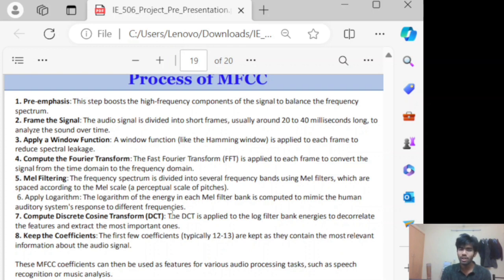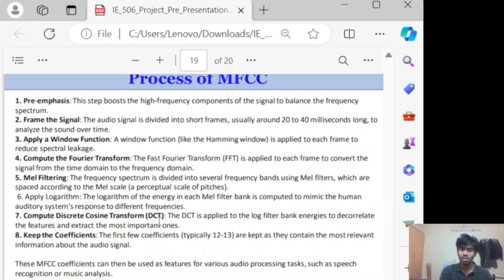Here the logarithm of the energy in each Mel filter bank is computed in order to mimic the human auditory system's response to different frequencies. And then the discrete cosine transform is applied to the log filter bank energies in order to decorrelate the features and extract the most important ones. And then we keep the first few coefficients which contain the most relevant information about the audio signal. And then these coefficients are used for various audio processing tasks.